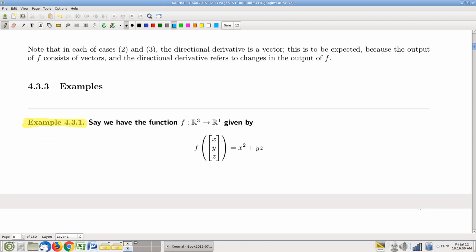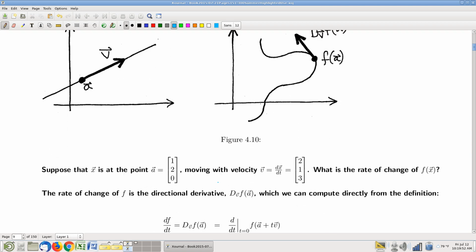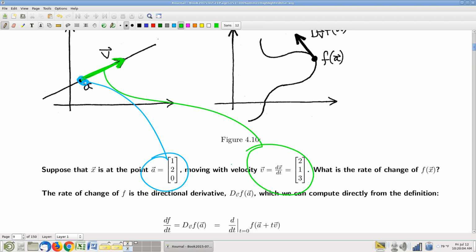Okay, let's compute. Let's get our hands dirty. Here is a real valued function on R3. Maybe that represents temperature in this room as a function of position, or maybe it represents, I don't know, there are lots of physical examples you could think of. And I'm going to consider the scenario where I am at a certain point in this domain. I am at this point 1, 2, 0. I am moving with a certain velocity.